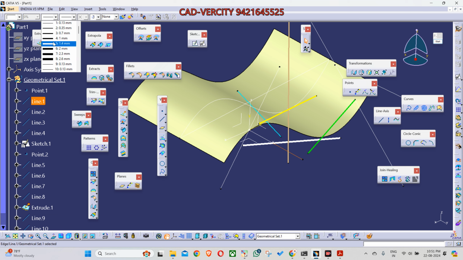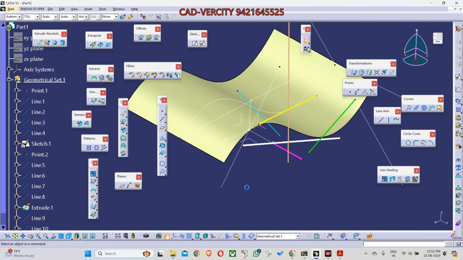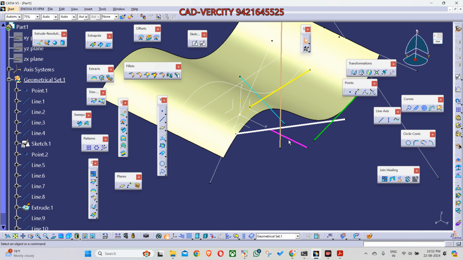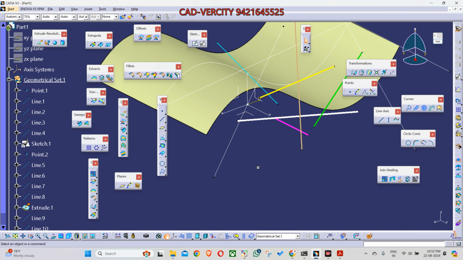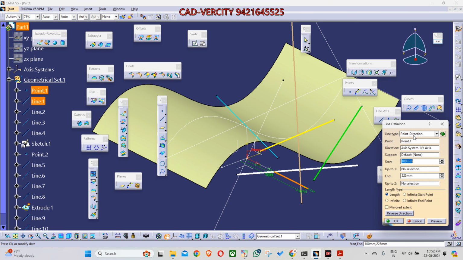Let me change the color. Sorry, my mistake. Magenta. Now tell me, this one. Which option from line did we select in the line command? The point to direction, I think. Point and direction. Along the direction. Got it? Say double click. You will get point and direction.